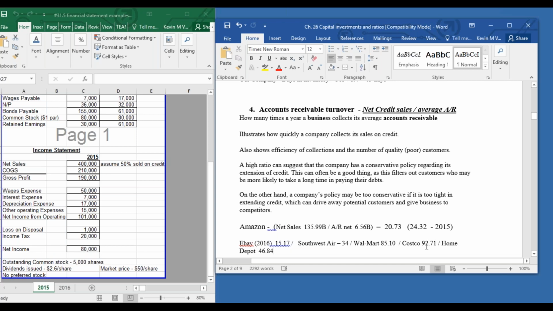So not sure how that's hardly possible, but more realistic here is eBay, 15 times a year. So go ahead and do that for our company and see what you get. Pause it, and then do the 4B. How many days does it take?